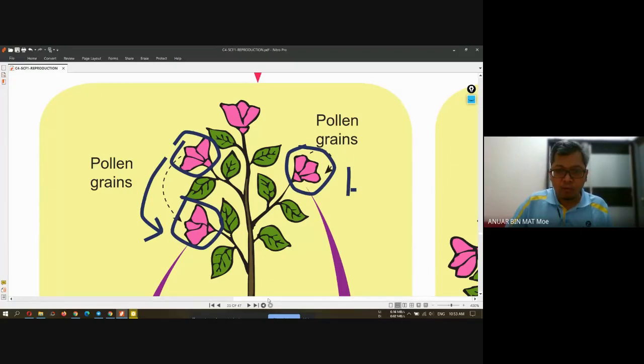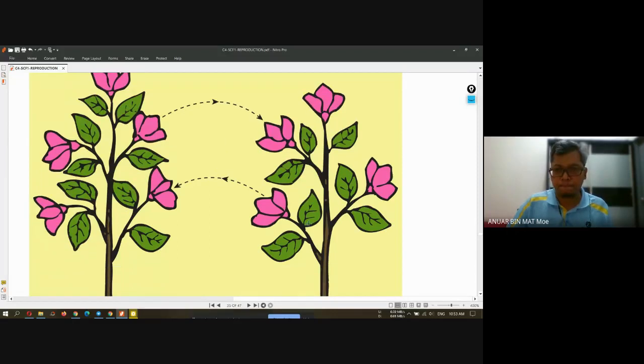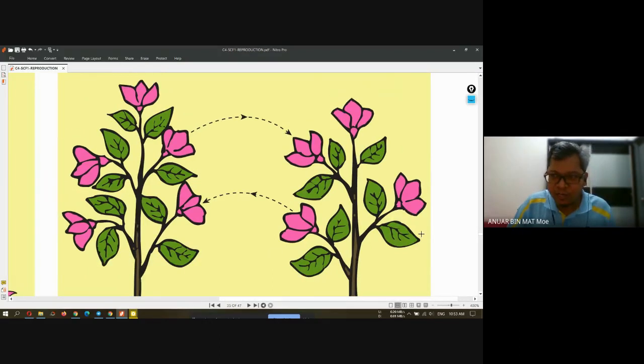How about cross-pollination? Cross-pollination is very easy. Different flower, different plant or same plant? Different. Yes, very good. Different flower, different plant. This is cross-pollination. If I try to draw, I just want to test your knowledge. If I draw the flower over here, one flower is blue color.